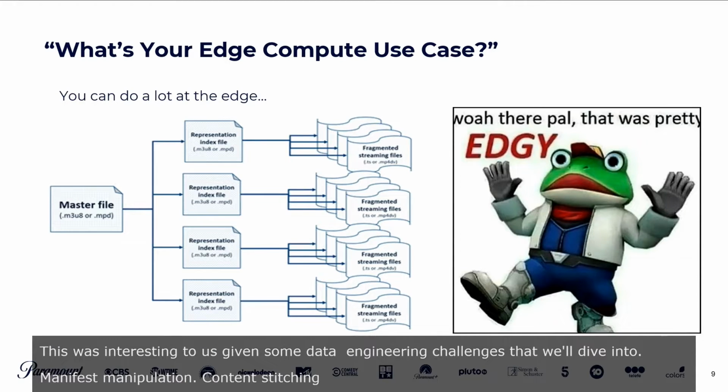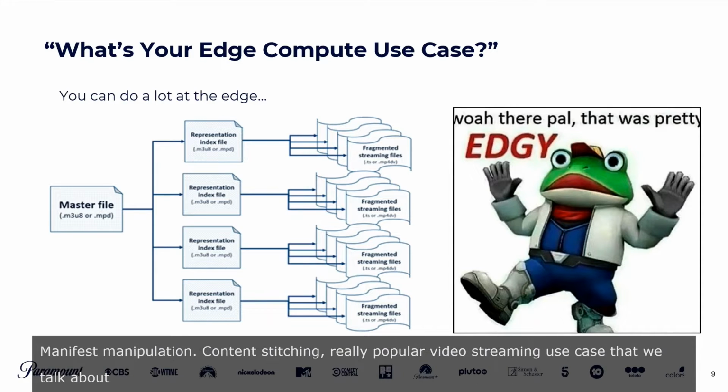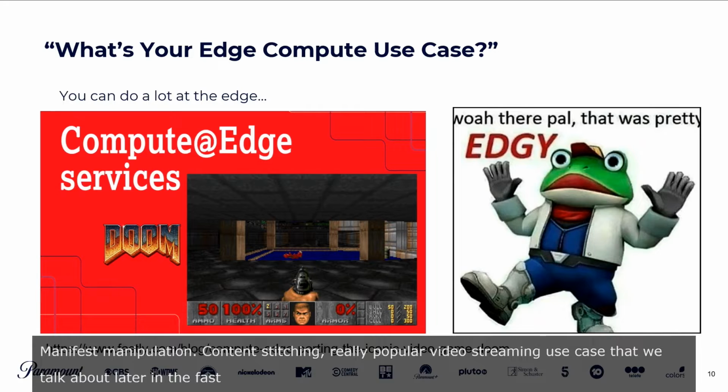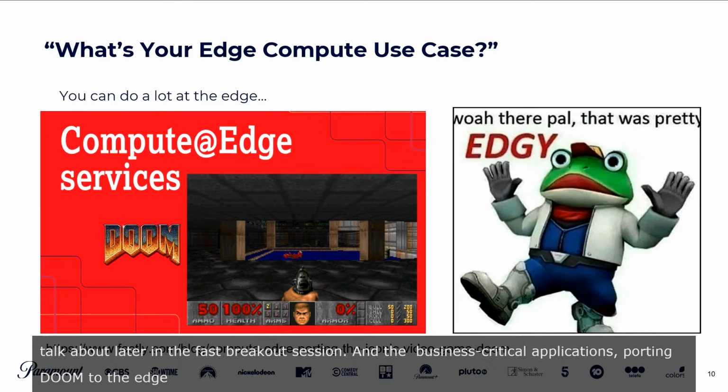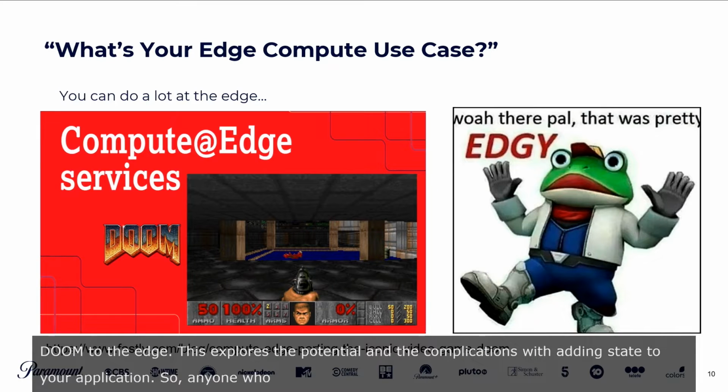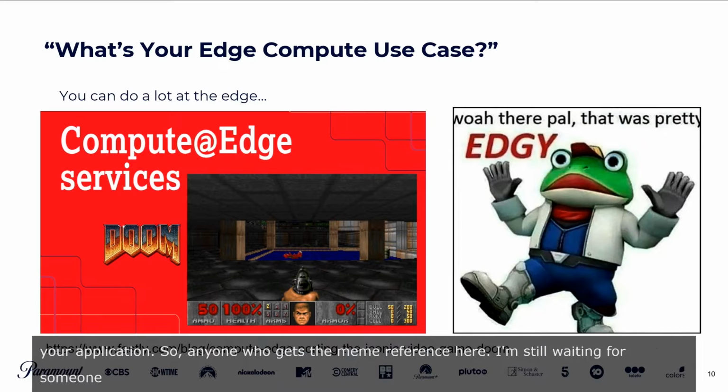Manifest manipulation, content stitching, is a really popular video streaming use case that we'll probably talk about later in the FAST breakout session. And of course, your business critical applications like porting Doom to the edge. And this really explores the potential of and the complications with adding state to your application. So anyone who gets the meme reference here, I'm still waiting for someone to port Star Fox to the edge.